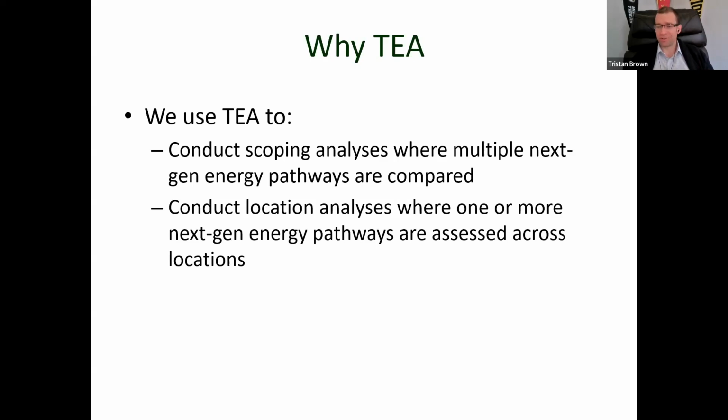Location. Location is another critical component of any bioeconomy system, and especially the techno-economic analyses we do, because the location is going to determine what your costs ultimately are. It plays a very big role. And so TEA is also useful for conducting a location analysis where one or more next generation energy pathways are assessed across different locations. So this can be as basic as trying to determine what an optimal location is. This could be something where you're trying to determine which pathways are going to make sense in which locations, right?